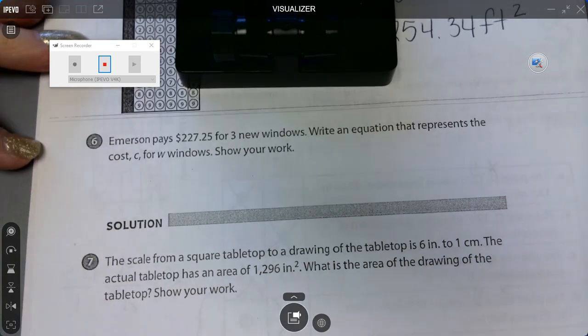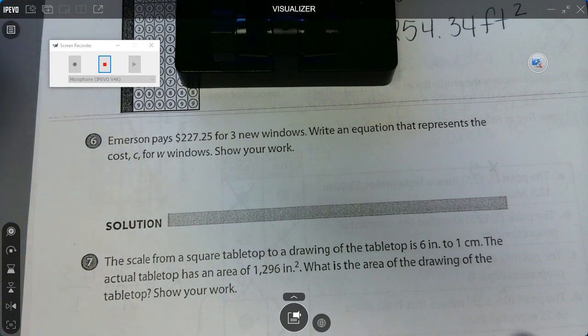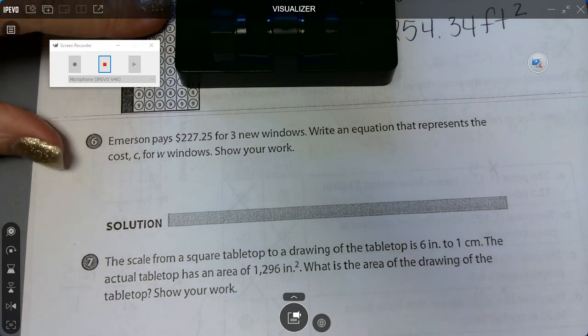Did anybody get an equation for number 6? What'd you get? C equals 75.75. Okay. All right. Anybody else get a different answer or the same answer than that? All right. You ready? Here we go.